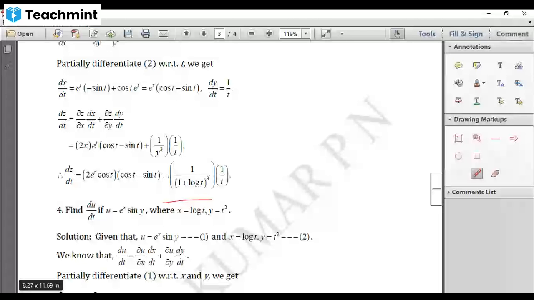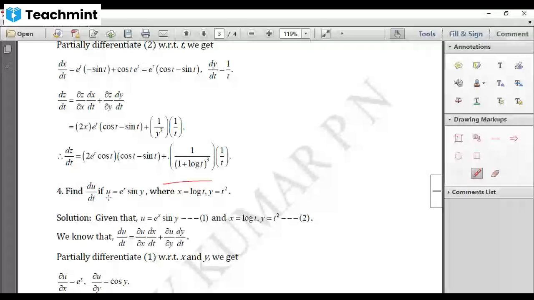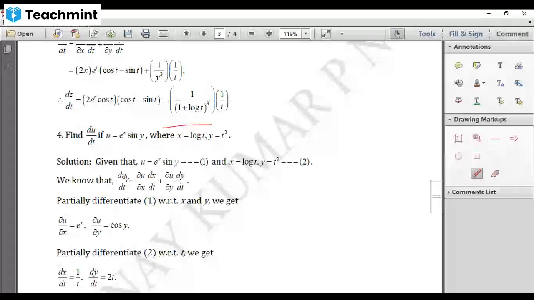Now similarly, if you have a function u equal to e to the power of x into sin y, where x equal to log t and y equal to t square, find du by dt. Remember, your u is a function of x and y, whereas x and y are functions of t. Therefore, you'll get the partial derivative of u with respect to x and y, whereas you'll get the full derivative, that is the total derivative, with respect to t for x and y. So du by dt is equal to dou u by dou x into dx by dt plus dou u by dou y into dy by dt.